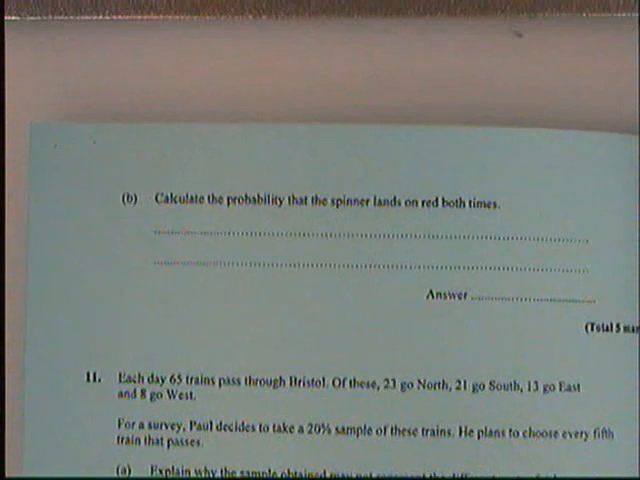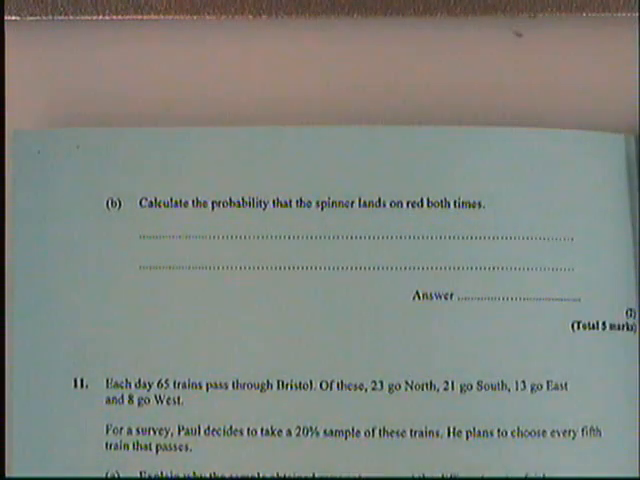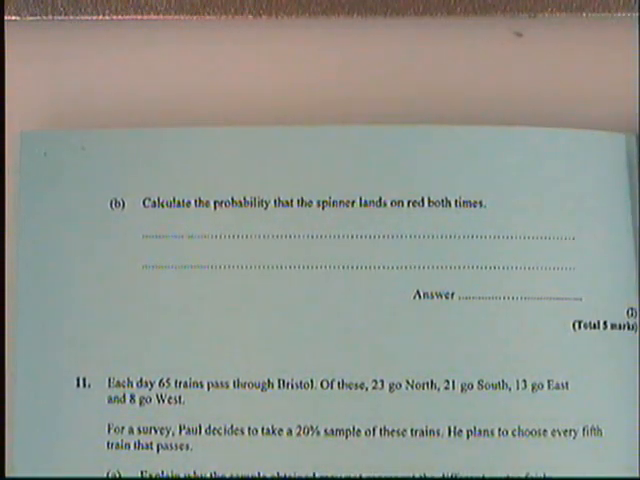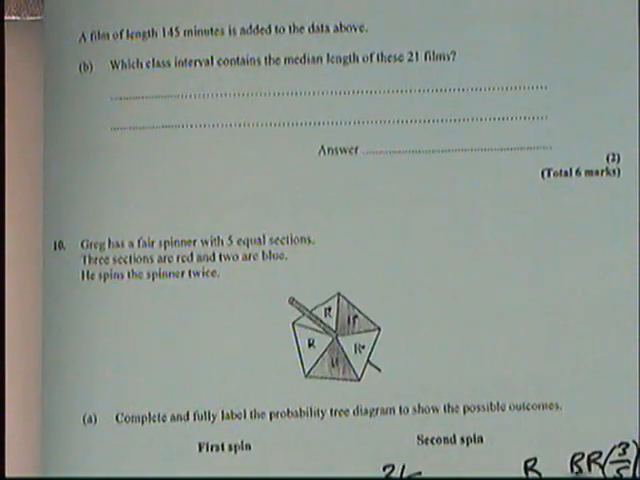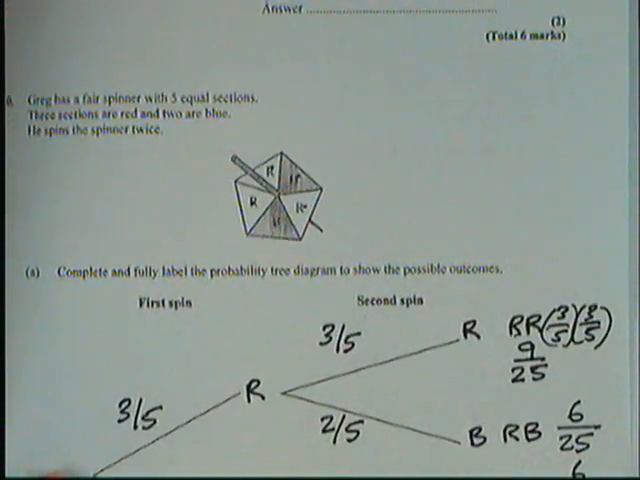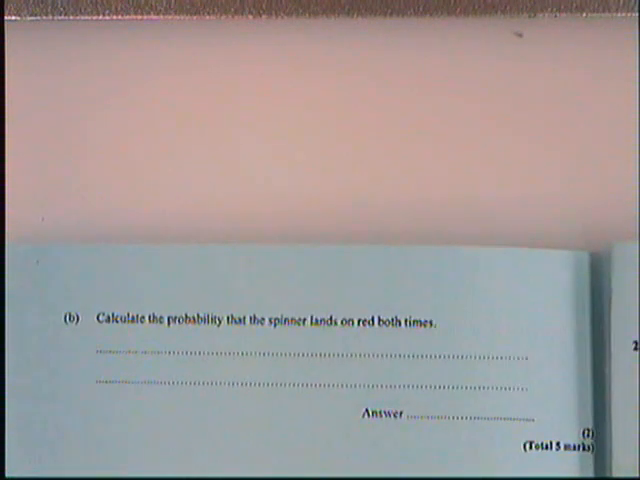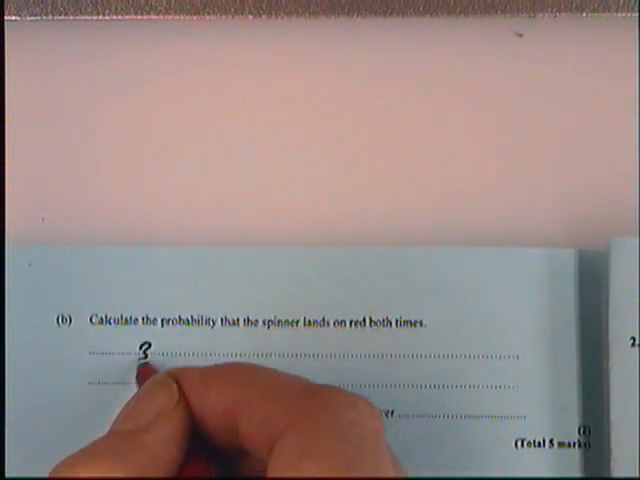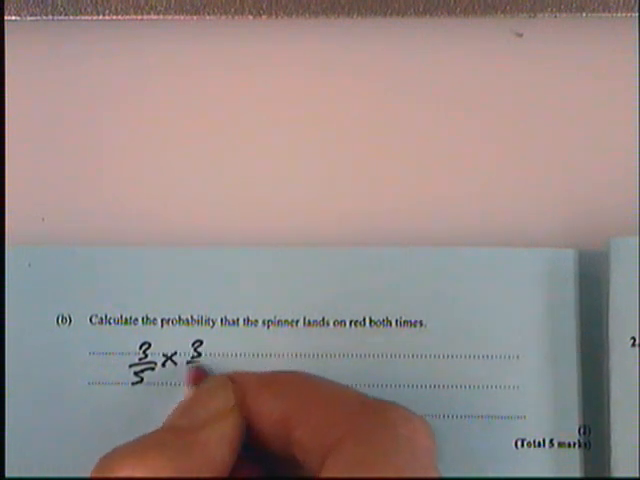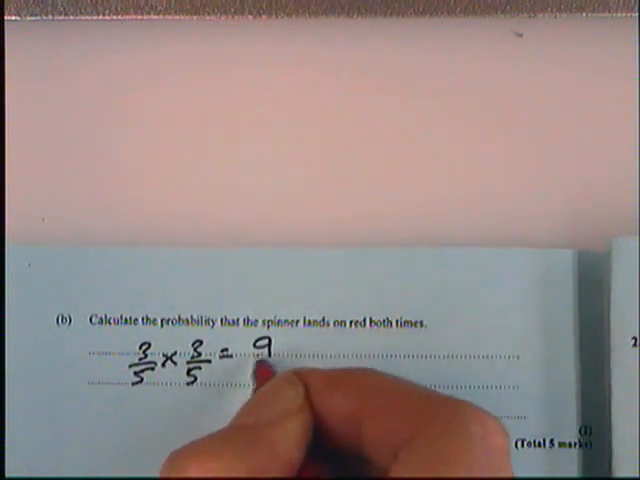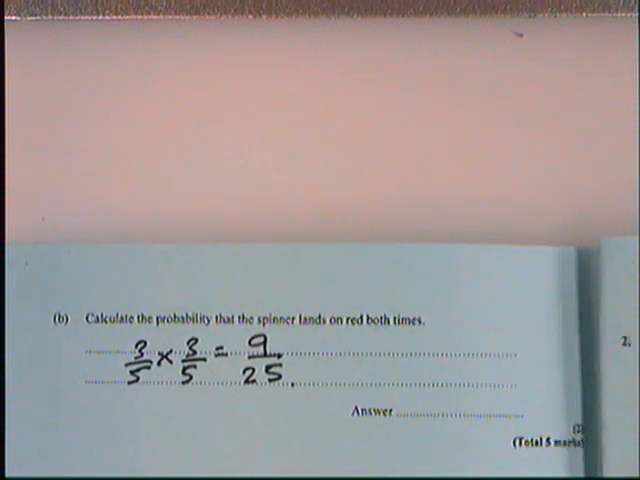Now, over the page, it asks us the question, calculate the probability that the spinner lands on red both times. So if we look back at the probability tree, red both times is a probability of 9/25. So that's what we can fill in for this question here. That's 3/5 times 3/5, which is 9/25.